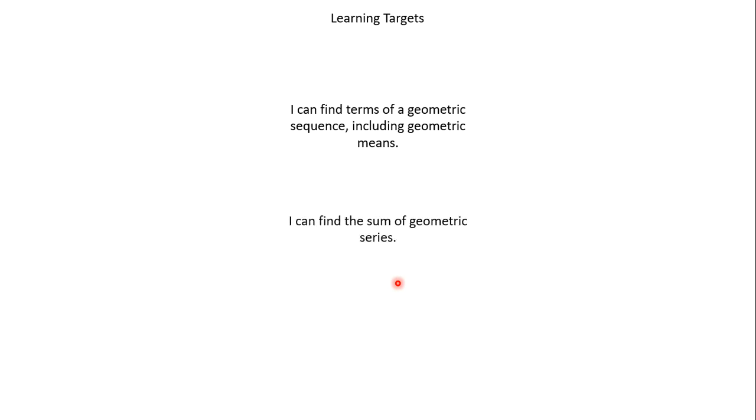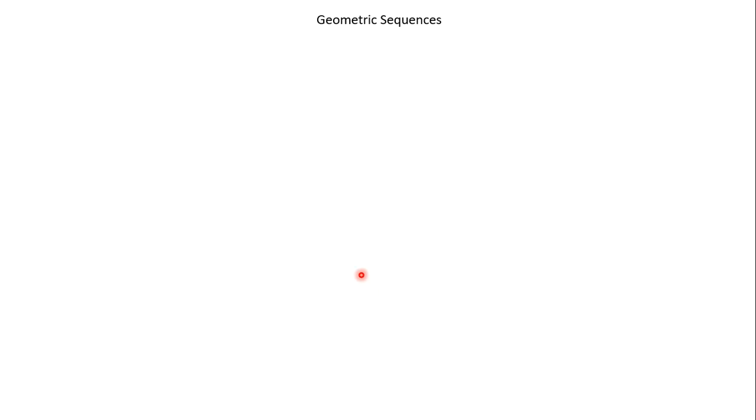Before we get there, our learning targets. I can find the terms of the geometric sequence, including the geometric means, which is something we'll talk about. And I can find the sum of geometric series. And so what is a geometric sequence?